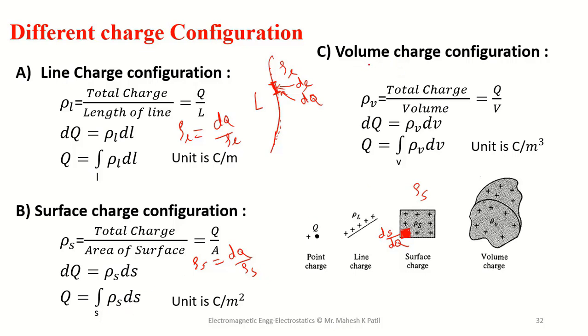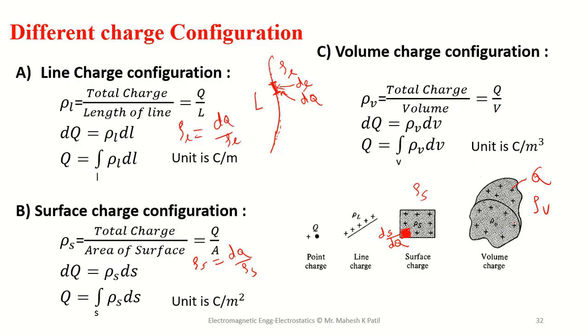Now we'll consider the next charge configuration, that is volume charge configuration. So consider this is the volume which is going to have Q number of charges inside this, and let rho v be the volume charge density. This volume charge density is given by total charge divided by volume of this given volume. So it will be Q upon V.